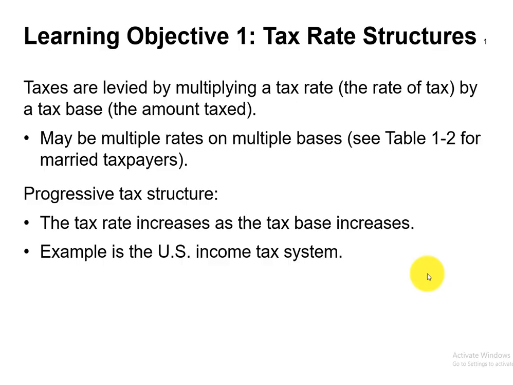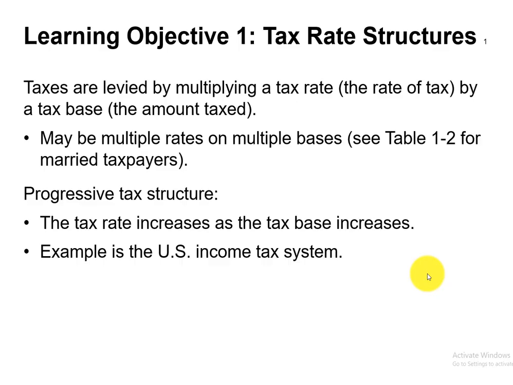We have what's called a progressive tax structure. The tax rate increases as the tax base increases. So the more income you have, the higher rate of tax you pay. And it's not like it changes every dollar. It's kind of chunks of income. So ours is an example of a progressive income tax system. What that means is very seldom can you take just the income and multiply it by a single tax rate to figure out what your tax liability is.